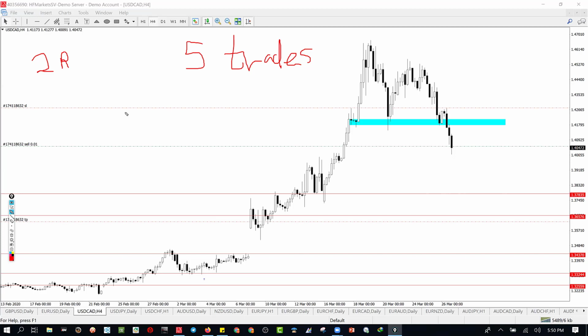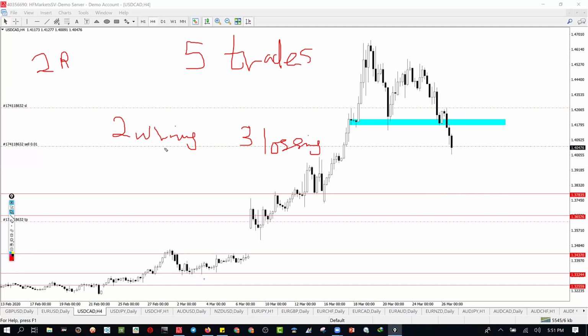That is, out of 5 trades, let's say the worst comes to the worst. Out of 5 trades, you had just 2 winning trades. Okay. And you have 3 losing trades. It was a very bad week. Wow. Okay, 3 losing trades.